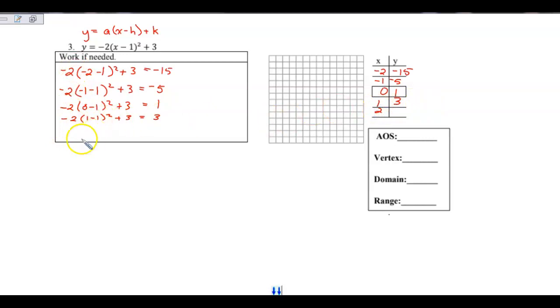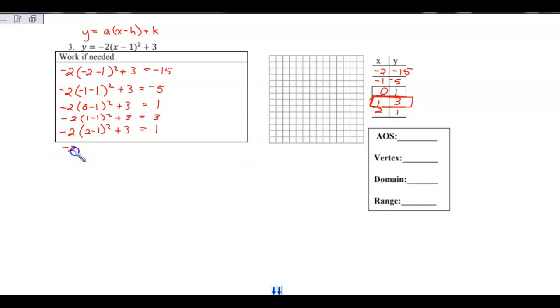And then at 2, 2 minus 1 squared plus 3. That's 1. 1 times 1 is 1. 1 times negative 2 is negative 2. Negative 2 plus 3 is 1. And you'll see, see how it reverses directions now? This is actually going to be my vertex. Sometimes they're a little harder to find, and sometimes they don't line up very pretty.